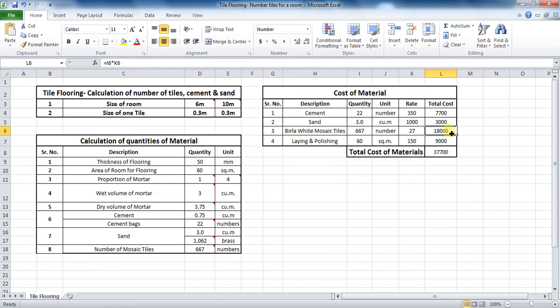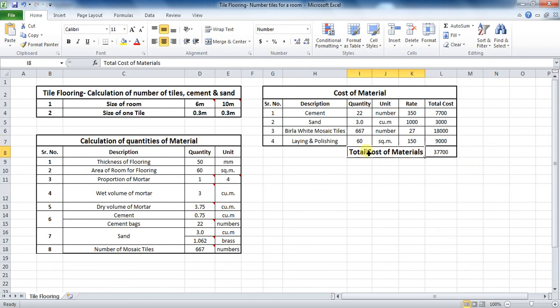Similarly, for the total cost of Birla white mosaic tiles, put formula as equal to cell S6 into K6, which comes to be 18,000 rupees. Similarly, for the total cost of laying and polishing, put formula as equal to cell S7 into K7, which comes to be 9,000 rupees.